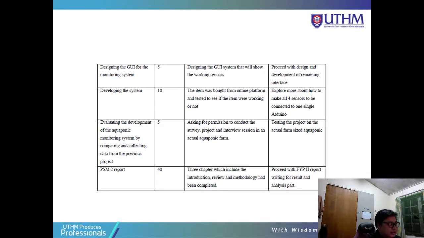Designing the GUI monitoring system is 5%, developing the system 10%. Evaluating the development of the aquaponic monitoring system by comparing and collecting data from previous projects is 5%, and the PSM2 report is 40%. So as you can see, the project is not finished yet. It's nearly finished. Before PSM2 is finished, inshallah. Okay, thank you very much.